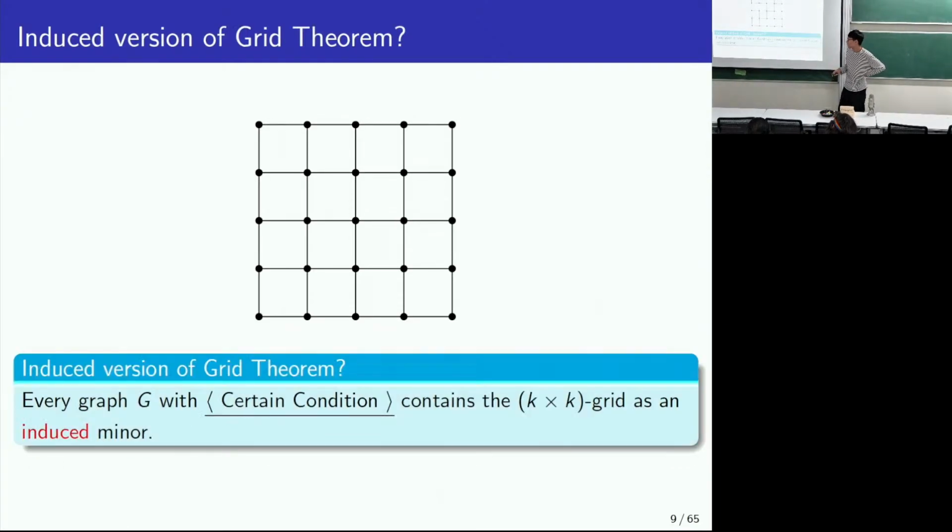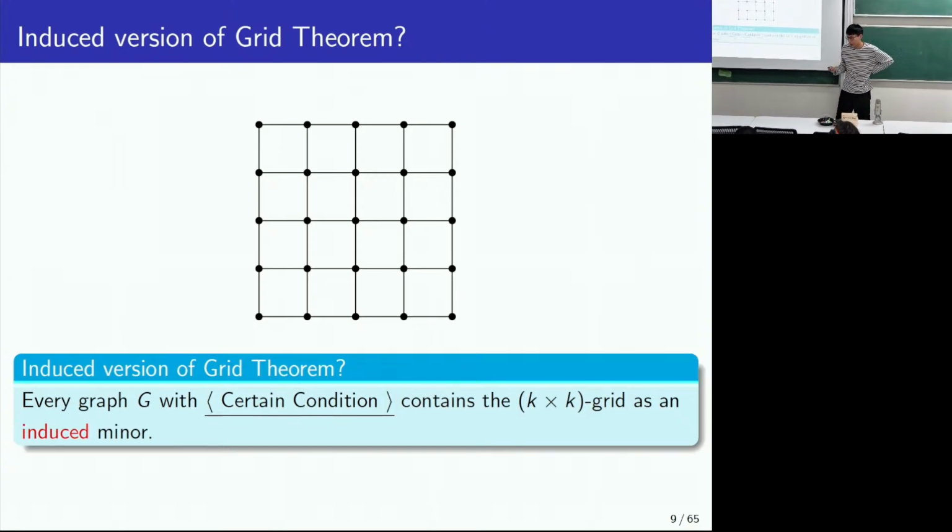Okay, and for a long time, people have tried to find grid-theorem-like theorems, and people tried to find the induced version of the grid theorem. People were asking: can we find some certain condition such that every graph satisfying this condition contains the k by k grid as an induced minor? So I will explain what an induced minor is.